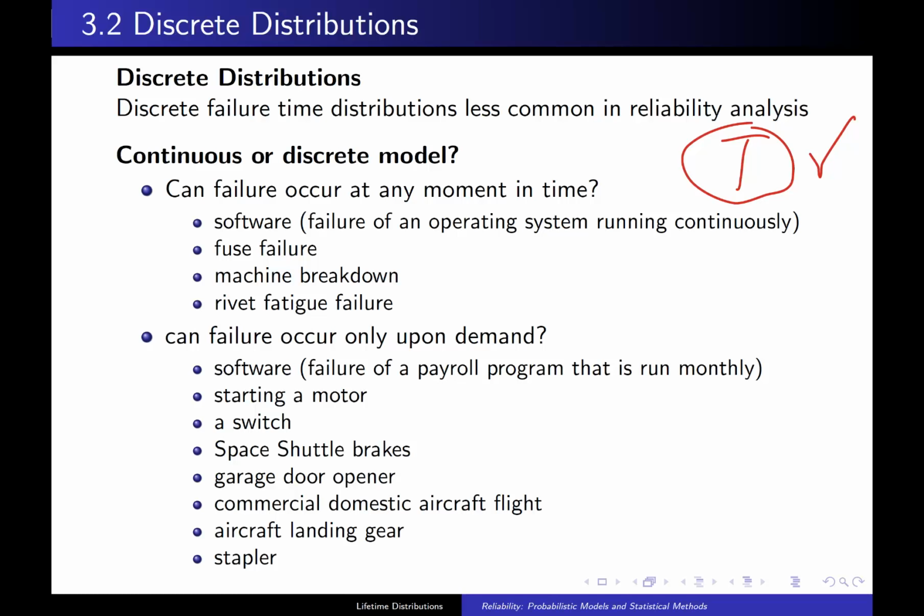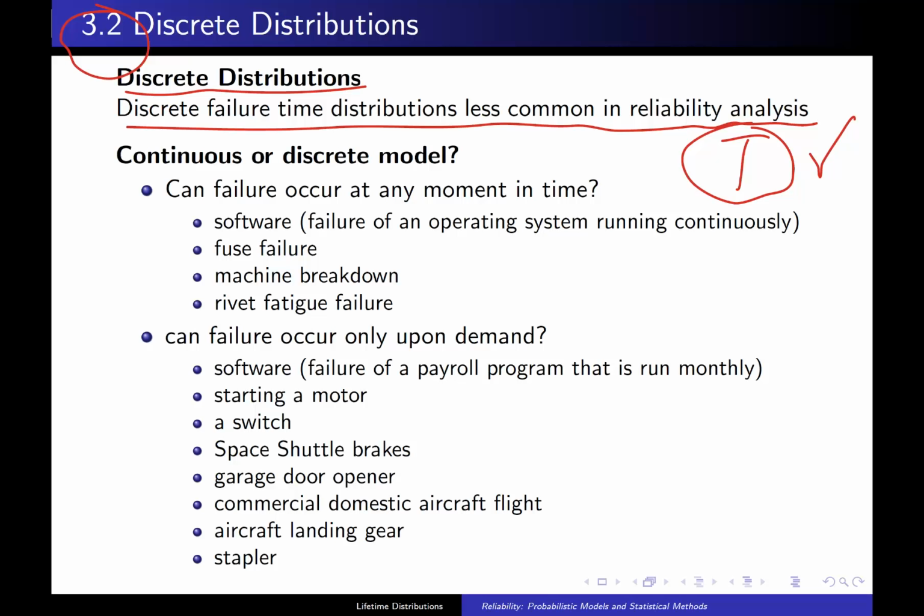That's why you saw a lot of integrals and derivatives occur in the transition from one lifetime distribution representation to another. In this section, we consider discrete distributions. And that is, we still have a random variable T, but this time the support of that random variable is discrete rather than continuous. These discrete failure time distributions are less common than continuous distributions in reliability analysis, but they still occur in practice from time to time.